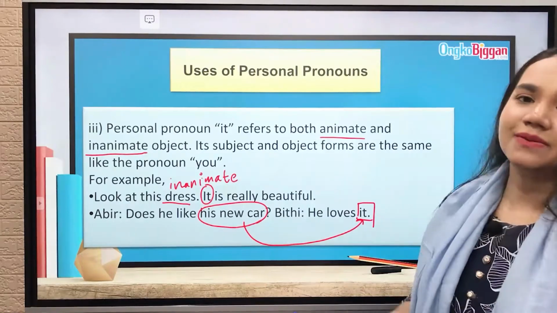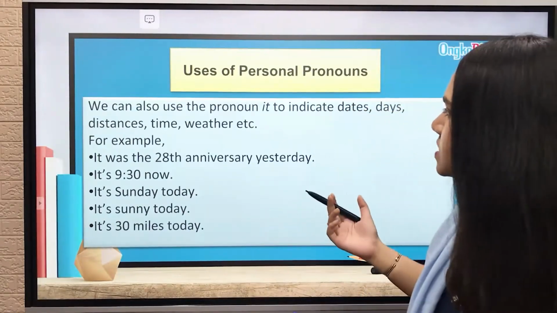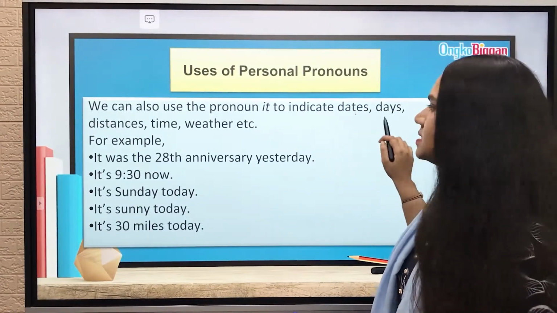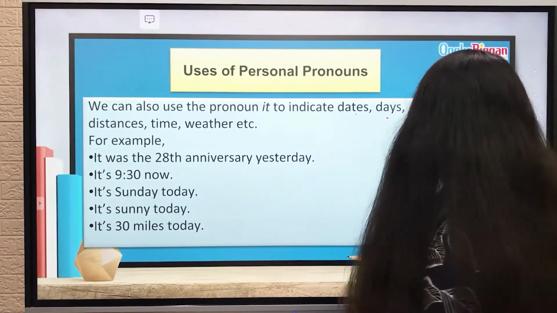Okay. Now, let's look at the fourth rule: we can use the pronoun it to indicate dates, days, distance, time, weather, etc. So, these are some of the things that we need to know.